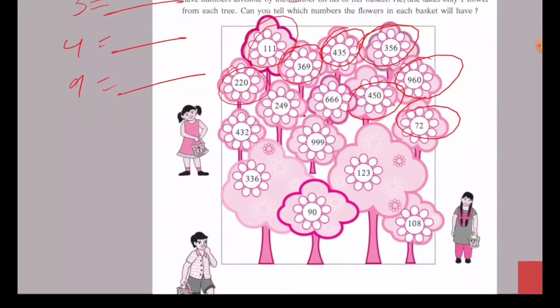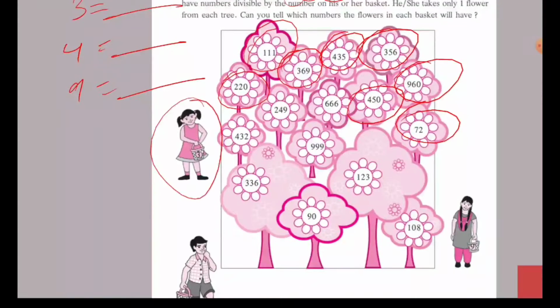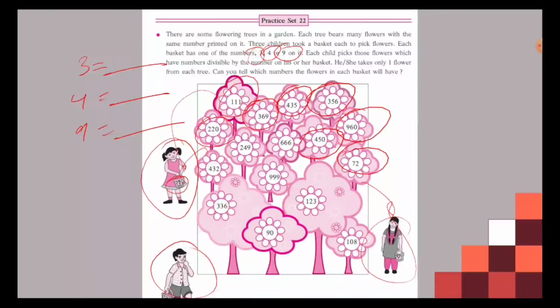Okay, जैसे यहाँ पर ये जो गर्ल है, she is taking a basket of 3, तो इसके बास्केट में कौन से नंबर जाएंगे, 9 के बास्केट में कौन से नंबर जाएंगे और 4 के बास्केट में कौन से नंबर जाएंगे, that you have to put in their basket itself. That's it. Okay, so this finishes our practice set 22, and this finishes our chapter divisibility itself.